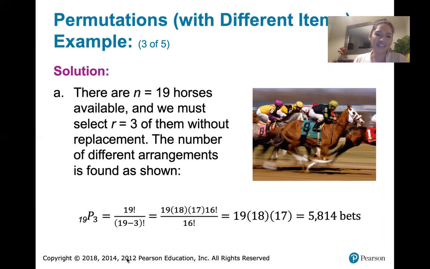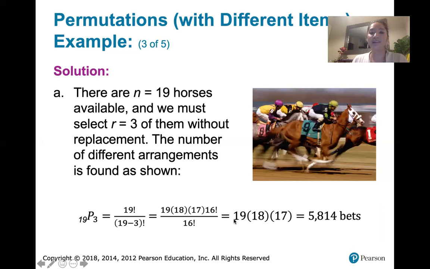So it's really 19 times 18 times 17 times 16 factorial, because 16 times 15 times 14 all the way down can be summarized as 16 factorial. And that 19 minus 3 factorial in the denominator, that's another 16 factorial. So those 16 factorials cancel, and you're just left with 19 times 18 times 17, which is exactly what we got when we took the intuitive approach.